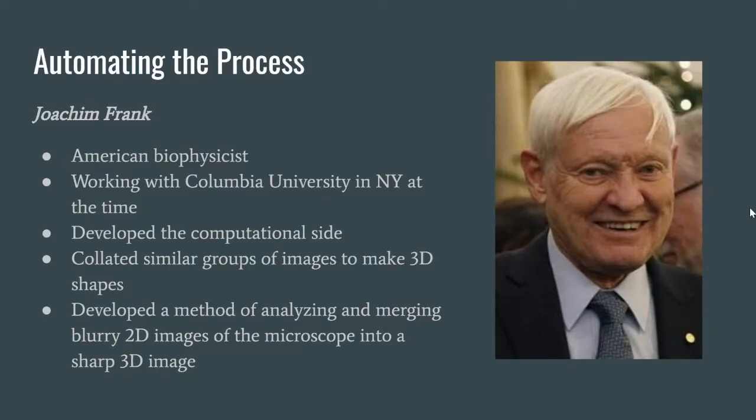The next person to help in the process of finding a new way to model 3D proteins and biological molecules was Joachim Frank, an American biophysicist who was born in Germany. He was working at Columbia University and took Henderson's method and made it computational. He did so by using a computer to analyze the 2D images instead of by hand, and this allowed him to make sharper 3D images and do so faster and more effectively.